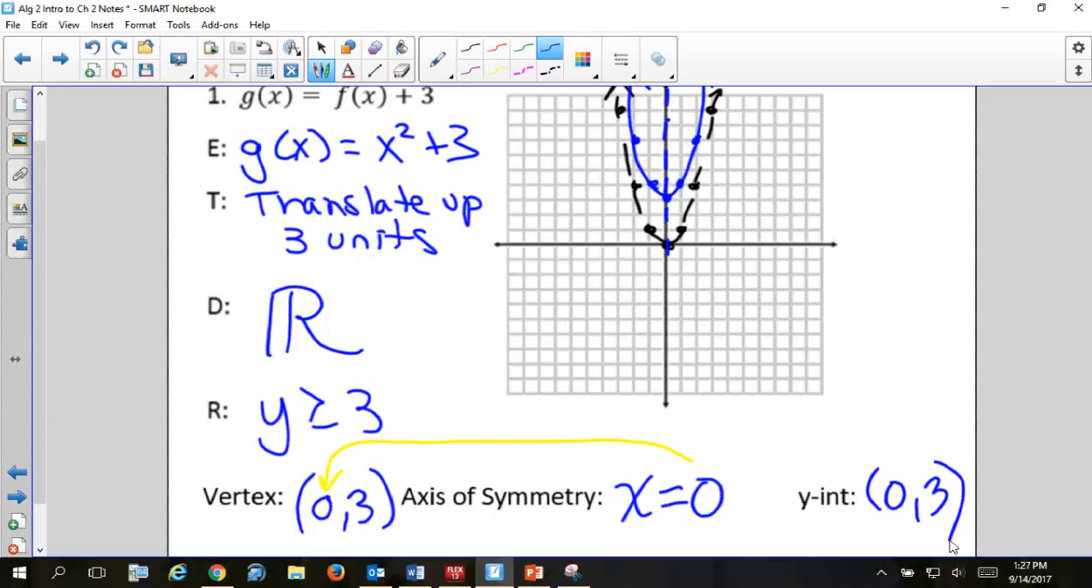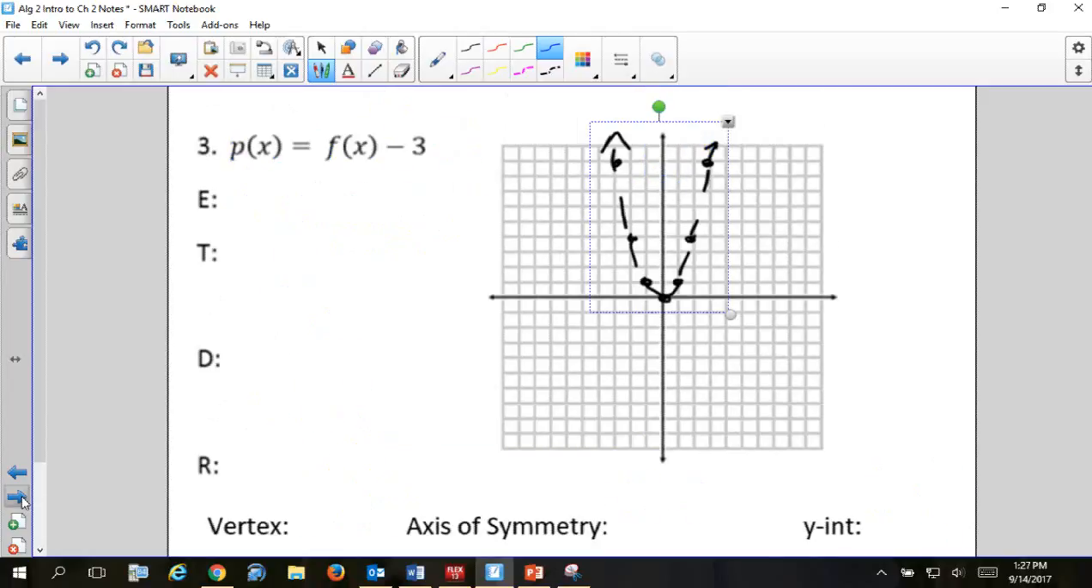So the next one I'm going to do is 3. So I'm going to skip over 2, and if you're working ahead, you already did some of 2. Excellent. But I'm going to go to number 3. And we're going to do the same thing again. So this one says that the function's name is p of x, and it is the parent function take away 3. So we're going to write the equation.